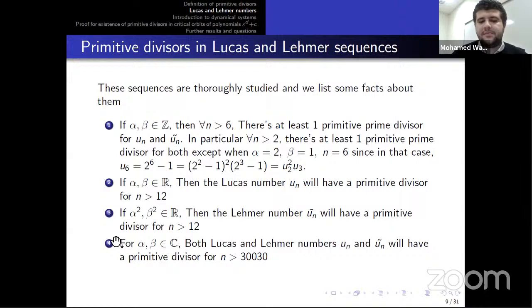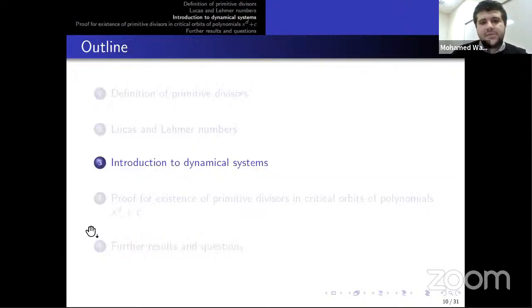In general, if alpha and beta are algebraic numbers in C, in the complex domain, then both the Lucas and Lehmer numbers will have a primitive prime divisor for all n greater than 30,030. These are just an introduction to some results for the primitive divisors. Now we will go on to study another sequence.